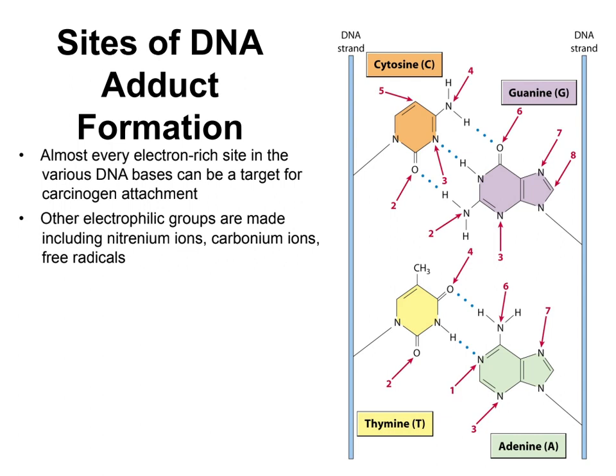So there are many sites within the DNA bases that can be targets for these carcinogen attachments. And there can also be other electrophilic groups made based off of other ions and also free radicals. So in our diagram here, we have all of these different locations on our various bases that could be reactive spots for these electrophilic molecules.